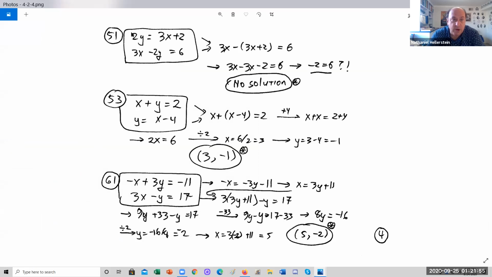Okay, here's another one. 2y equals 3x plus 2. 3x minus 2y equals 6. Here's the same 2y here and here. So when you substitute, 3x minus (3x plus 2) equals 6. Distribute the negative sign, 3x minus 3x minus 2 equals 6.